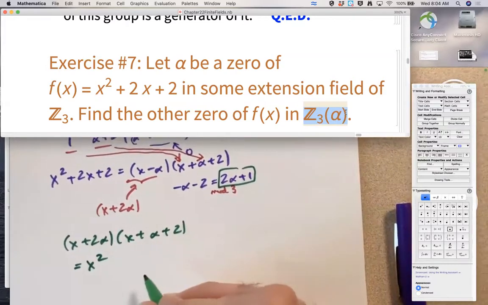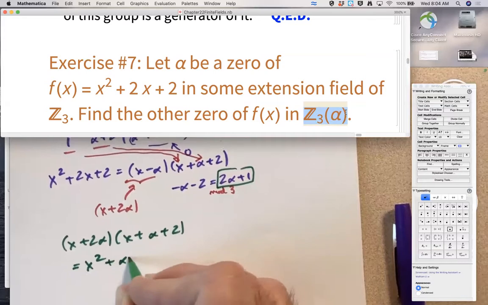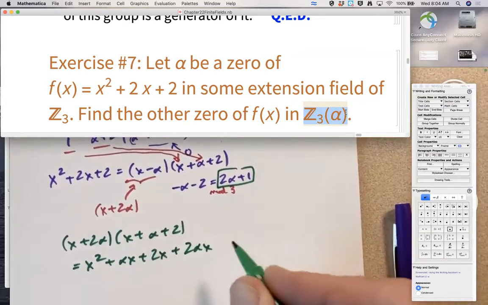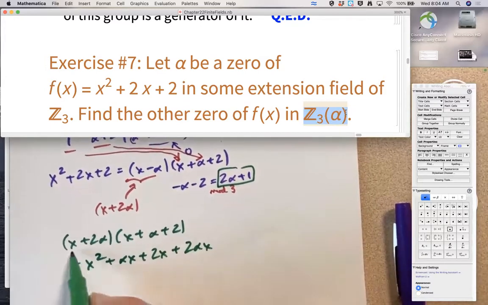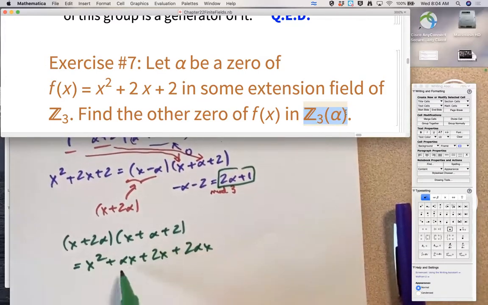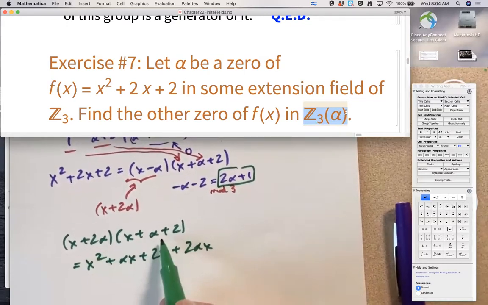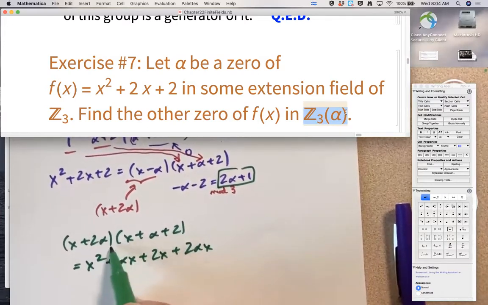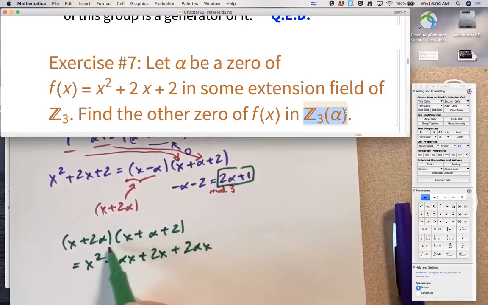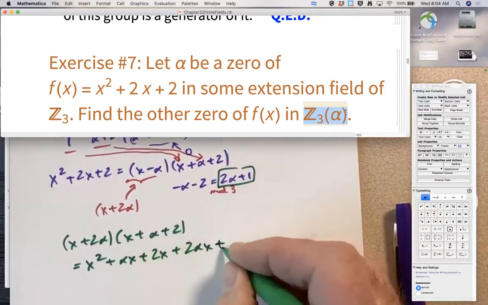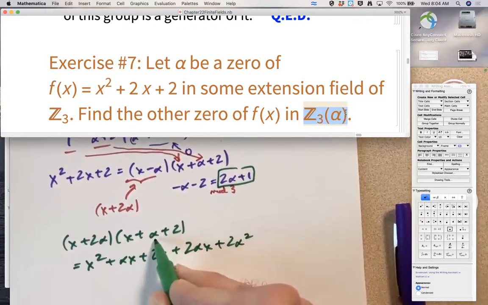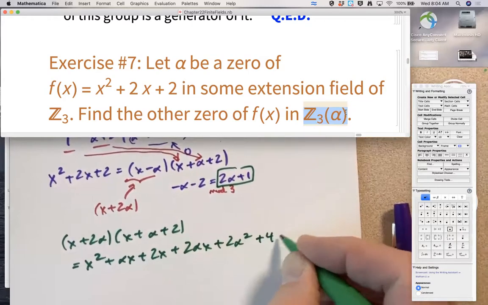We get an x squared, we'll get a plus alpha x plus 2x plus 2 alpha x. X times x is x squared. The alpha x comes from x times alpha. The 2x comes from x times 2. The 2 alpha x comes from the product of these two right here. Then I'm going to also have a plus 2 alpha squared, this one times this one, and then a plus 4 alpha.